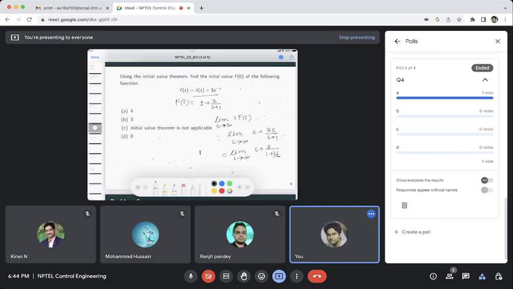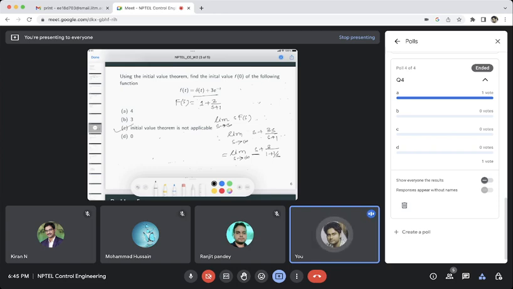Now you see that this goes to infinity when you put s as infinity, right? But infinity is not a limit. We say that a limit exists when it is some finite value. Approximately you can say this is infinity, but we cannot say so, because the limit is only defined when the value is finite. So the initial value theorem is not applicable here. This is the correct answer.